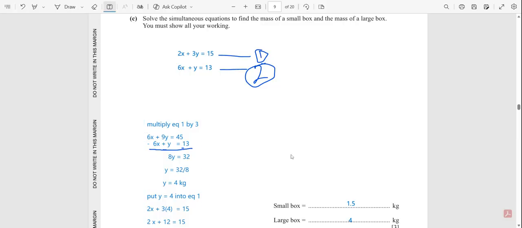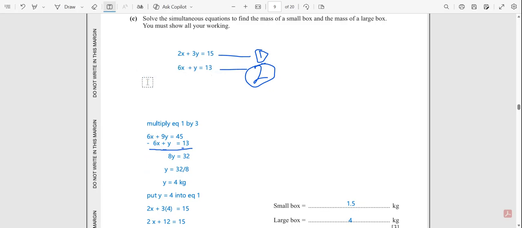Okay. Here, what do we do? I multiply equation 1 by 3. So I get 6x plus 9y is 45 and equation 2 is 6x plus y is 13. Subtract: 6x minus 6x is 0, 9y minus y is 8y, 45 minus 13 is 32, y is 32 over 8, y is 4 kg.